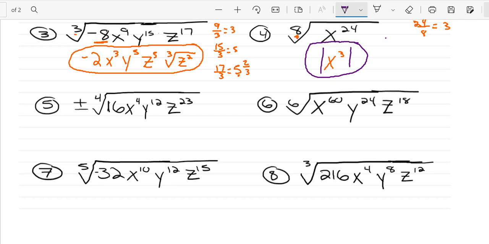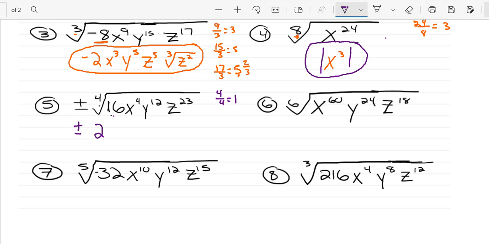For number 5, we're doing the fourth root. Now this plus or minus is already on the outside, so we're just going to keep that. If it's on the outside, we just keep it. And we're doing the fourth root of 16. The fourth root of 16 is 2. Be careful, this isn't square root, it's fourth root. So the fourth root of 16 is 2. And then again, this time we're dividing by the root. The exponents get divided by the root.